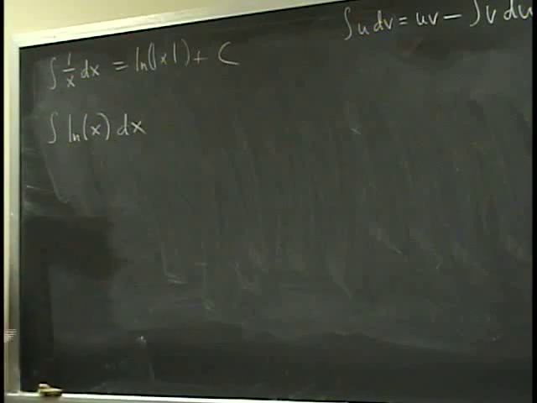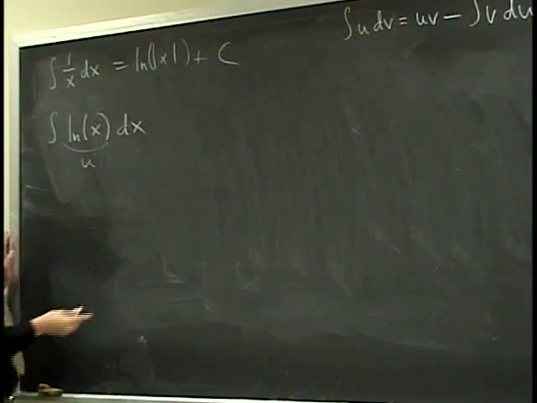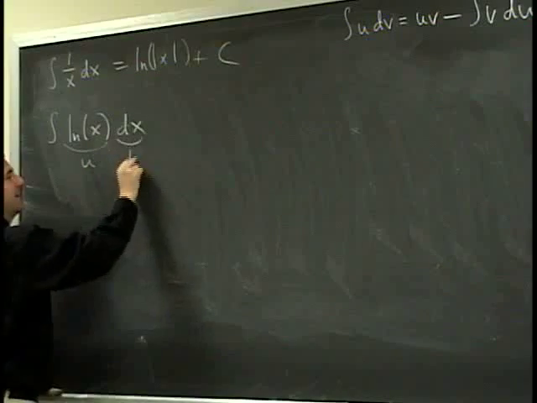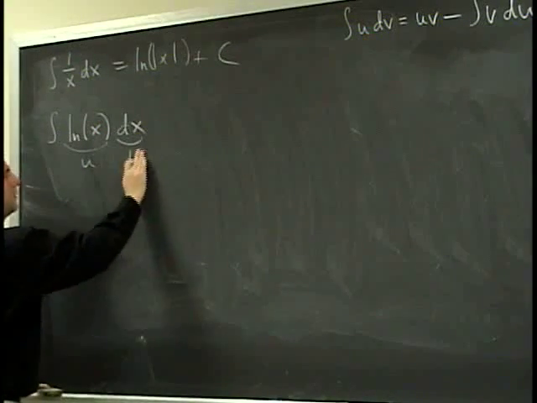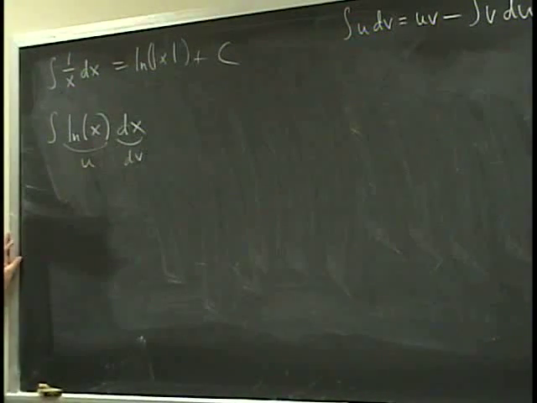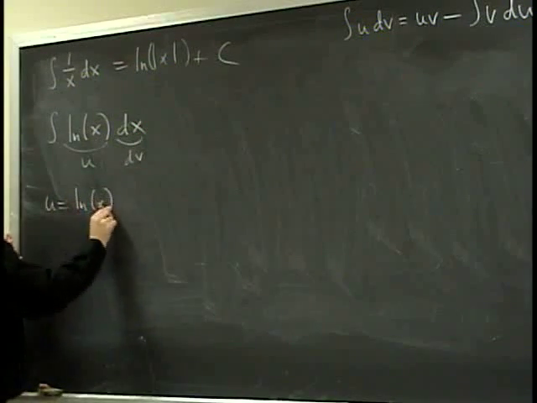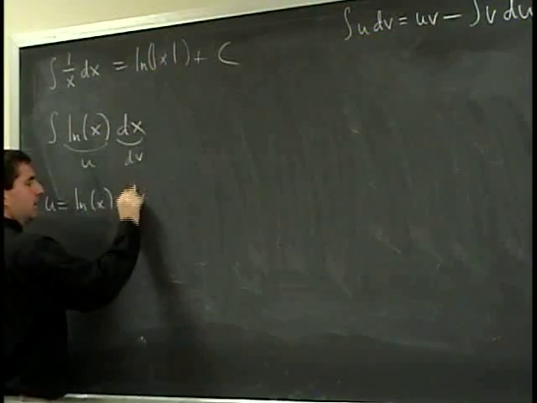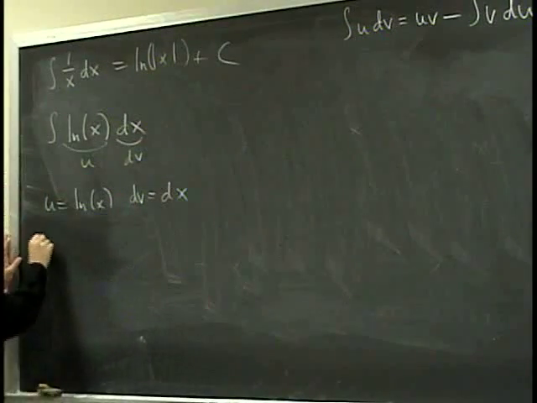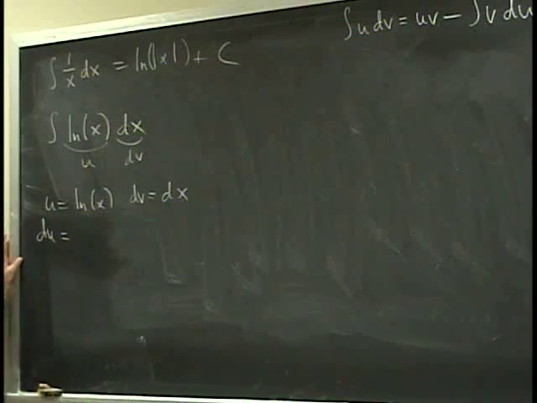u, ln x. Sure. And dv? dx. Not so many choices, right? Okay, so u equals ln of x, and dv equals dx. So what would be your du? 1 over x.